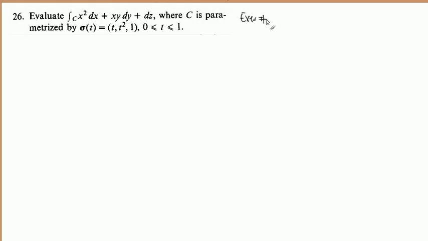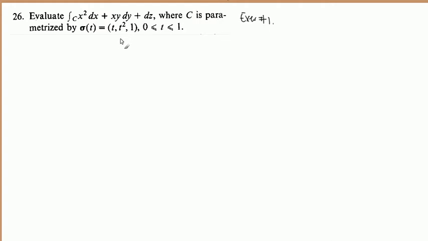It's about just definition, right? Notation, that's what I mean. Just getting used to notation. Here's sigma t. They give you the sigma t, and the path C is parameterized by the sigma t.